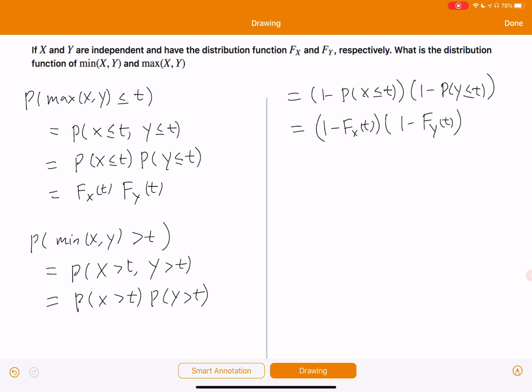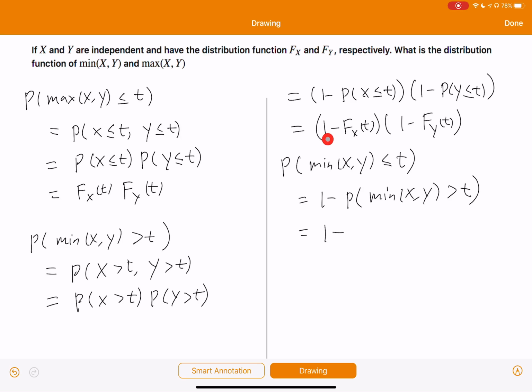But the distribution function is the opposite. It's the probability that the minimum of x and y is less than or equal to t. This is the distribution function of the minimum of x and y. And this is equal to 1 minus the probability that the minimum of x and y is greater than t. We already calculated this probability, which is equal to this one, so plug that in. So this is equal to 1 minus (1 - F_X(t))(1 - F_Y(t)).